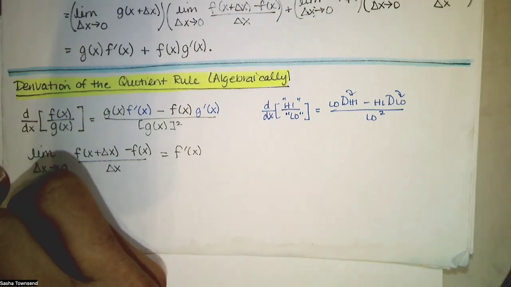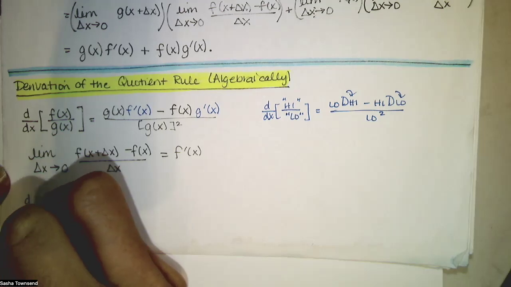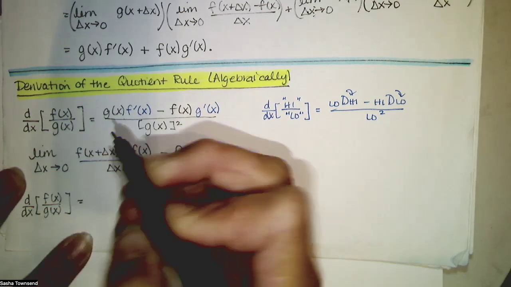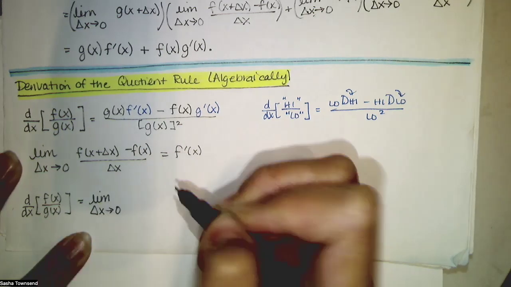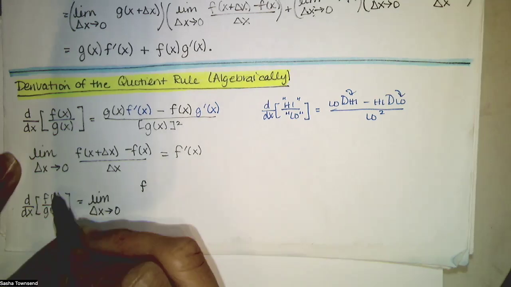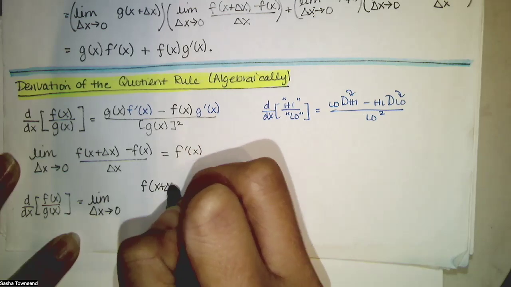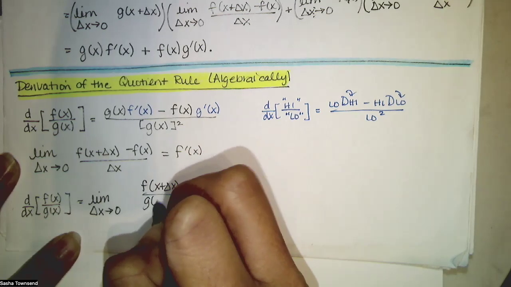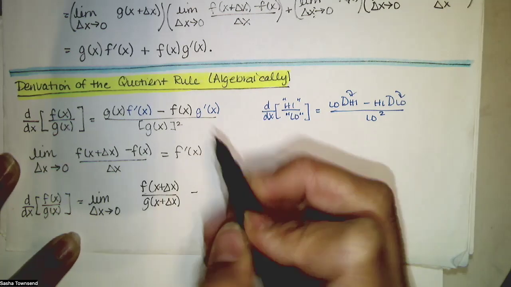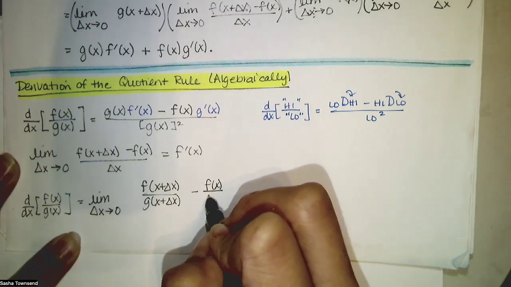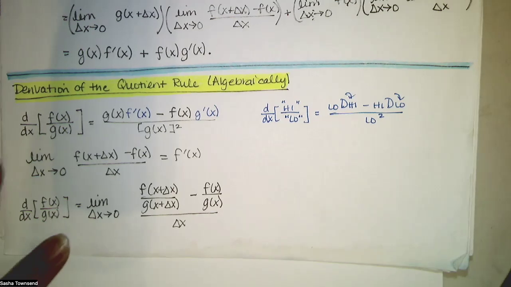So we've got the derivative of f of x over g of x is equal to the limit as delta x approaches 0 of this function evaluated at x plus delta x. So we're going to have f of x plus delta x divided by g of x plus delta x, minus the original function, that's f of x divided by g of x, and we're dividing by delta x.